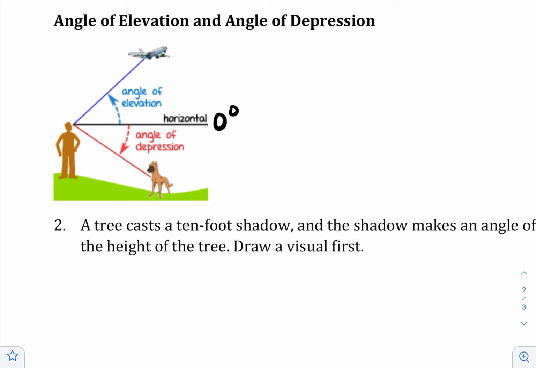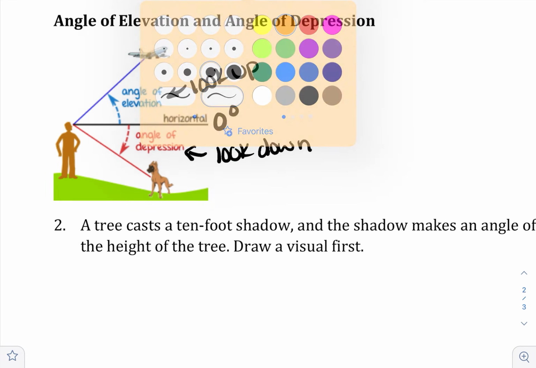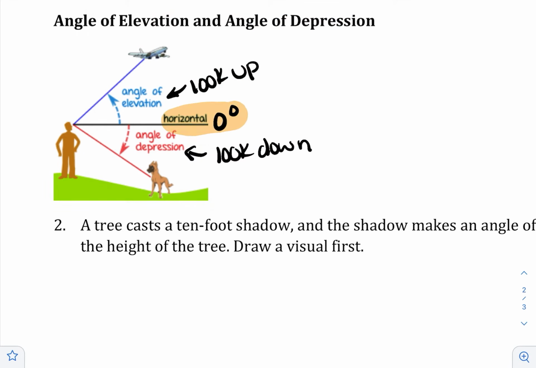Now, if you need to look up, looking up creates an angle of elevation, like how much you have to raise your head. And when you look down, this creates an angle of depression. Again, the key is that the horizontal is 0 degrees.